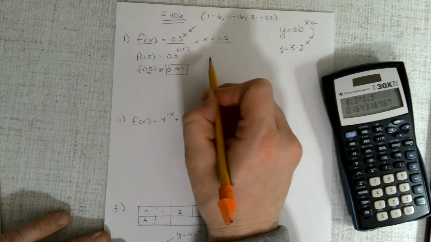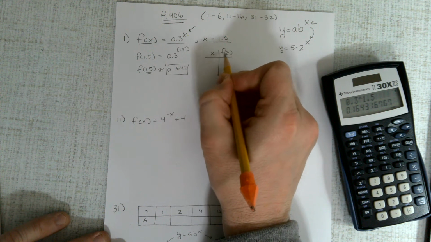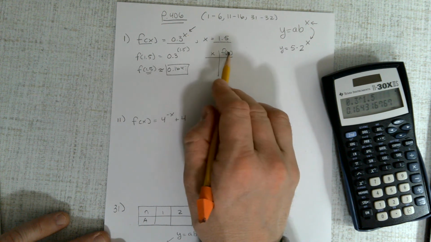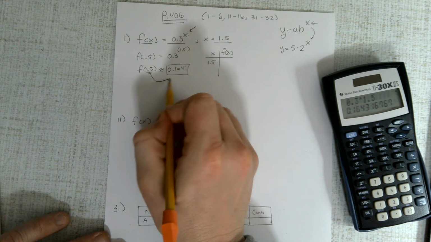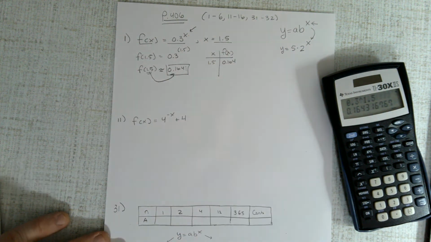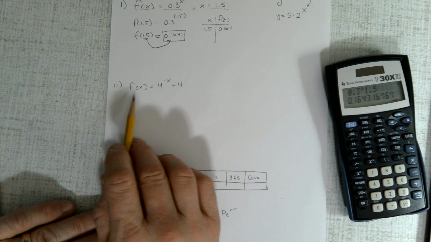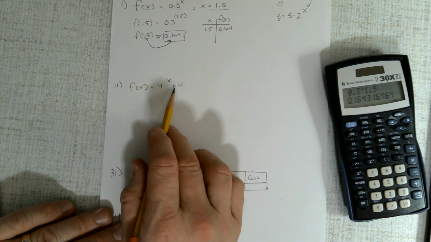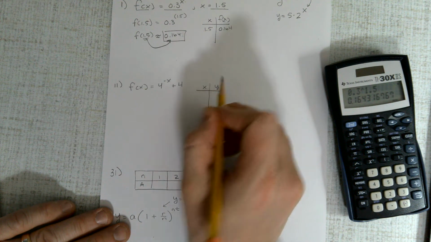And basically this is nothing more than inputs producing outputs. Sometimes we call it y, sometimes we call it f of x, but you input 1.5 here, and it outputs 0.164. All right, next problem is simply the same thing. We input and we output, and our job is to graph this.